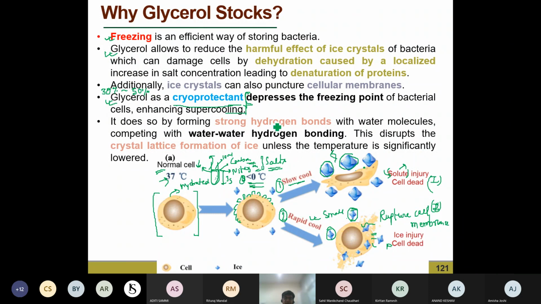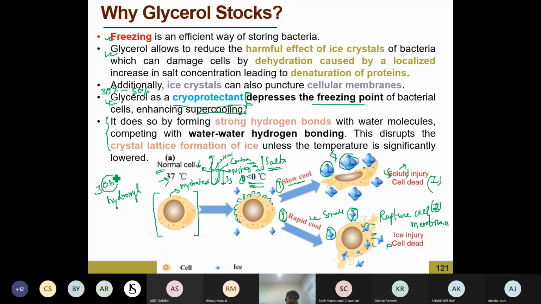If you look at the molecular level, we are able to reduce the freezing point, and because of that we can carry out the cooling of this bacteria at a very low temperature. But what is happening at the molecular level? If you see the glycerol structure, glycerol has OH groups. The OH groups are called hydroxyl groups.